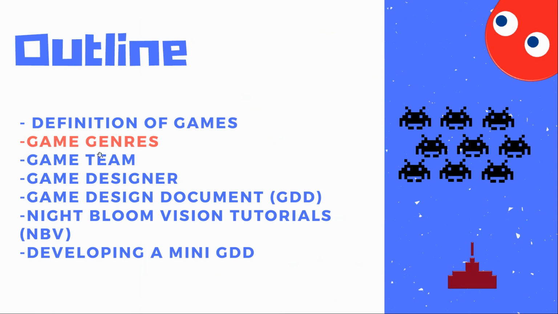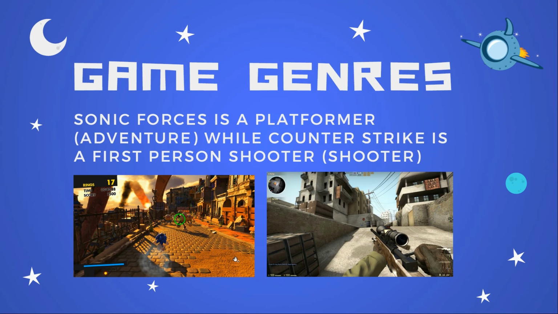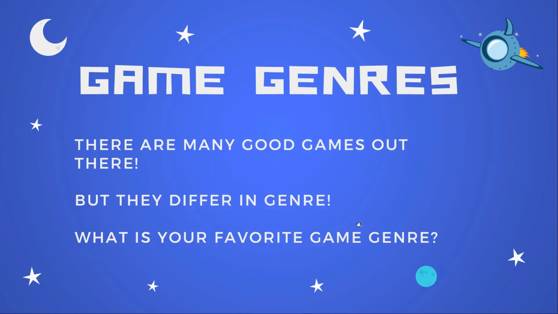Now let's move on to game genres. We have two games in here. The first one is Sonic Forces, and the second one is Counter-Strike. And we need to see the difference between these two games. So yes, you guessed it right. Sonic Forces is a platformer adventure game, while Counter-Strike is a first-person shooter, which is a shooter. There are many good games out there, but they differ in genre. So what is your favorite game genre?